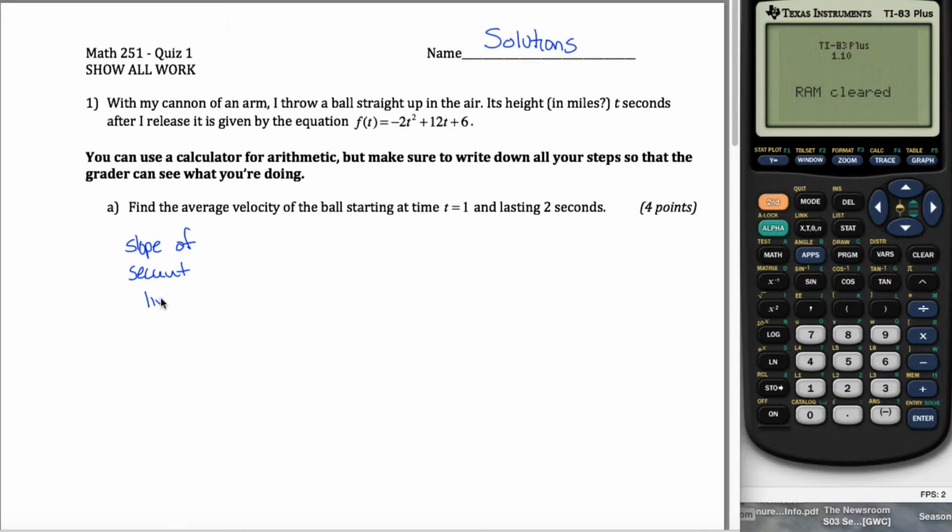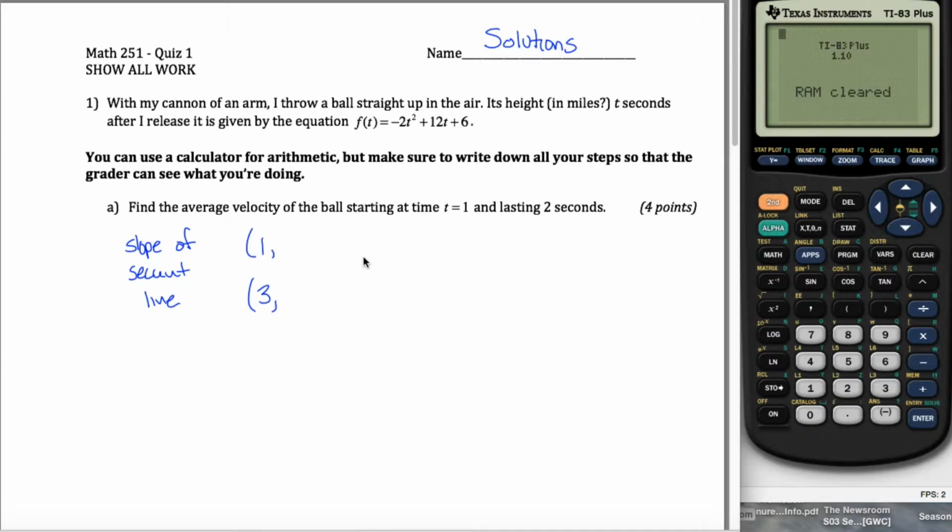And if you're asked to find the slope of the secant line, you better be given 2 points, because we need 2 different points to define a secant line. Unfortunately, we are. The first of those points has an x-coordinate of 1, for this t equals 1 here. And the second of those points has an x-coordinate not of 2, but of 2 more than 1, in other words 3.